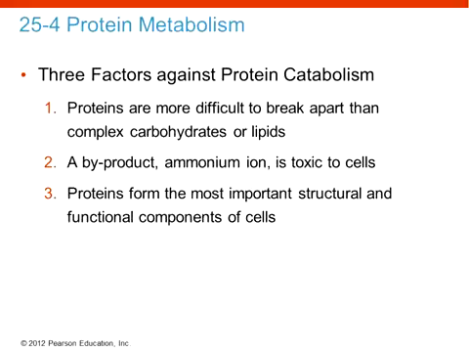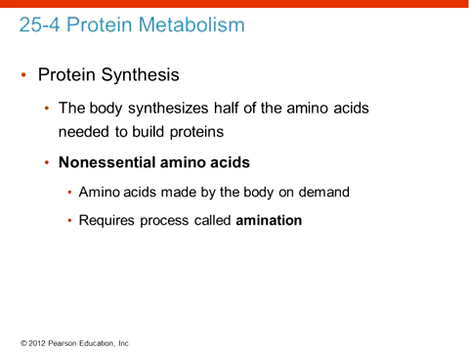There are three factors against protein catabolism. First, lipids and carbohydrates are just more efficient to break down, and you get more energy out of them. Second, proteins are kind of hard to break down. They're more difficult to break apart than complex carbohydrates or lipids. You're also going to get that byproduct of ammonia ions, which are toxic to the cells, and we have to go through that whole process of the urea cycle, converting them into urea. And third, we need proteins for lots of structural and functional components of the cell. We need proteins for so many other things that breaking them down for energy really should just be a last-ditch effort.